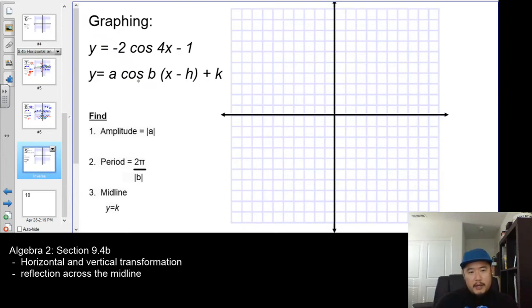Right here, let's go ahead. We should know that A is equal to -2, B is equal to 4.